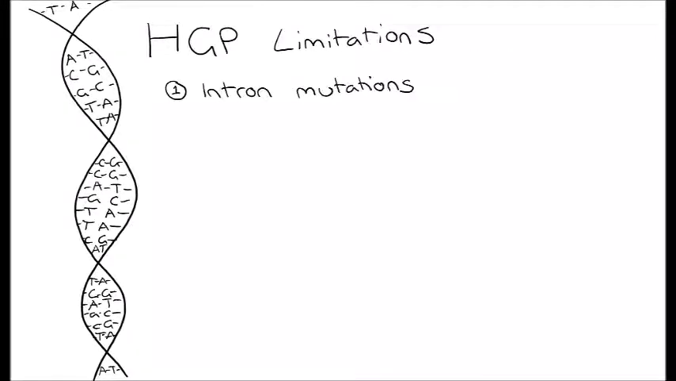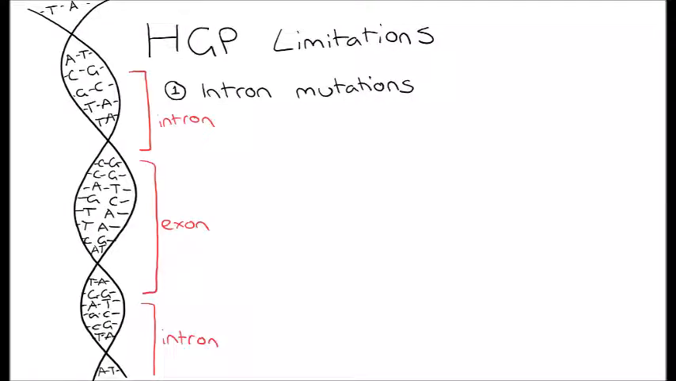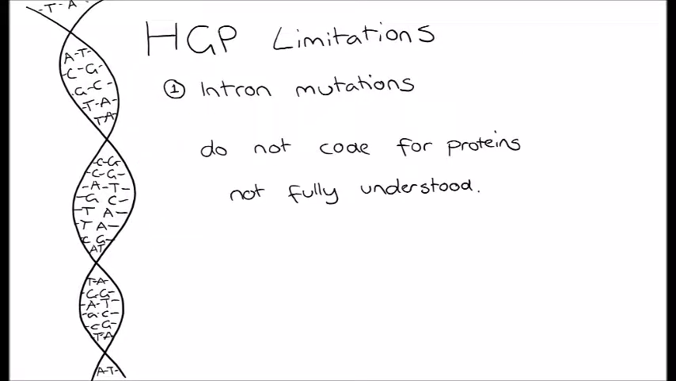The HGP has contributed to many benefits, but it does not mean scientists know everything about genetics and disease. There remain many limitations to the findings of the HGP. This includes genetic diseases that are caused by mutations in the non-coding regions of DNA called introns that regulate gene activity. These regions, previously known as junk DNA, do not code for proteins and are not as thoroughly understood as protein coding regions known as exons.